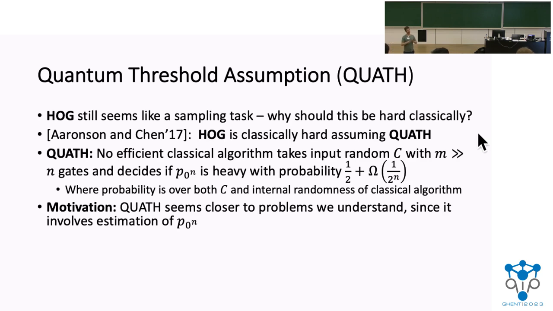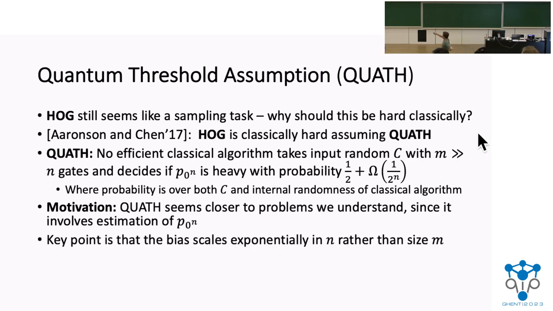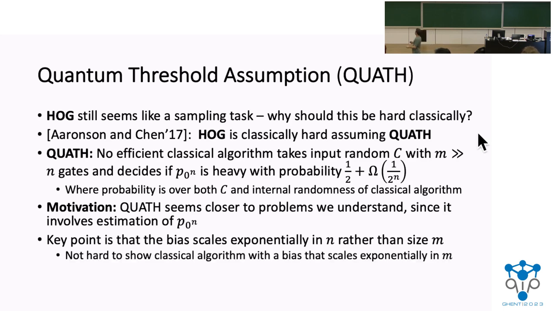And we've just spent the last 30 minutes, an hour, or whatever, talking about those sorts of problems. I think from Aaronson and Chen's perspective, this is a more natural problem since it involves this estimation, as opposed to HOG, which is more naturally like a sampling problem. So the reason we're considering QUATH is because we think we have a better understanding of how powerful computation of output probabilities is than sampling problems. Another key point is that this bias scales exponentially in the number of qubits rather than in the size. That's really important because it's not hard to show a classical algorithm with a bias that scales exponentially in the size.